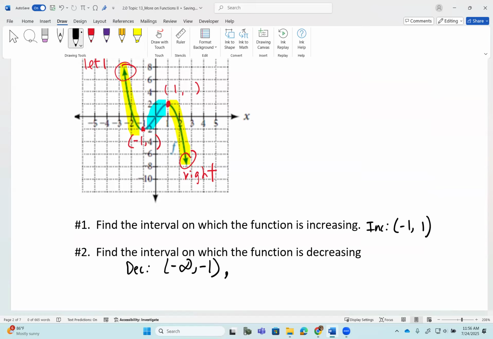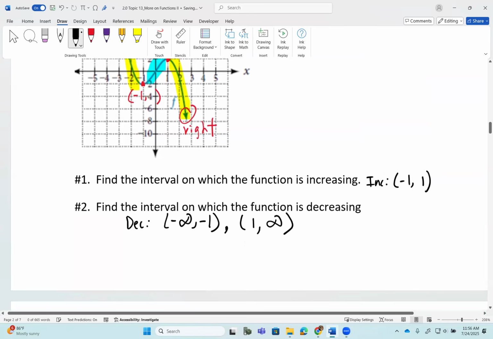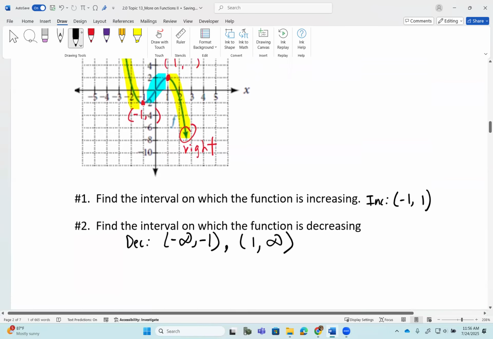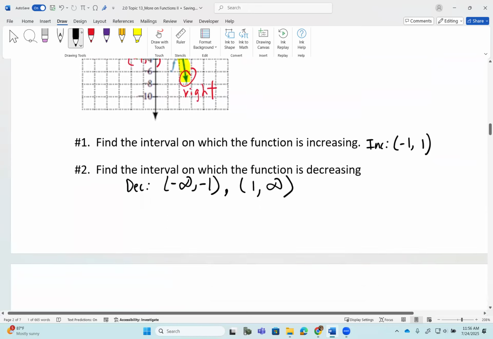So it's decreasing from negative infinity to -1 on the x-axis, and also it's decreasing from +1, going on to the right. Okay, so this is not an actual interval notation. We just use parentheses for the open interval.